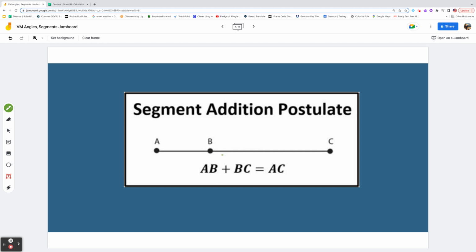The segment addition postulate says if you have three collinear points, A, B, and C, where B is between A and C, then AB plus BC is equal to AC. So again, part plus part is equal to whole. But the important thing is that these three points have to be collinear.